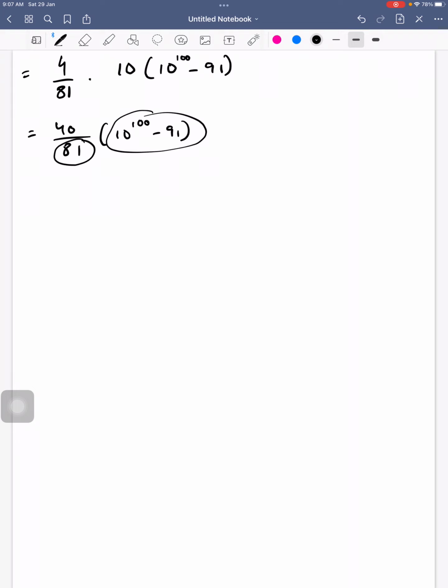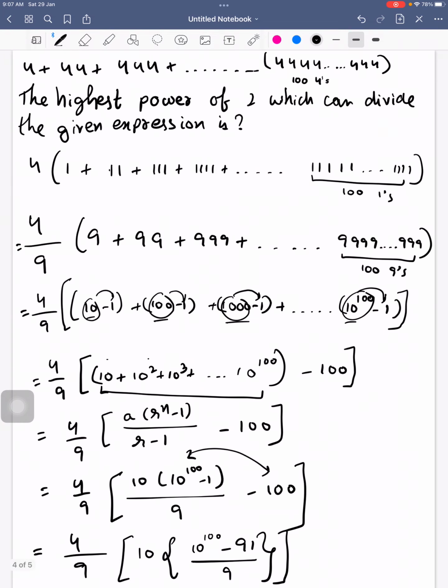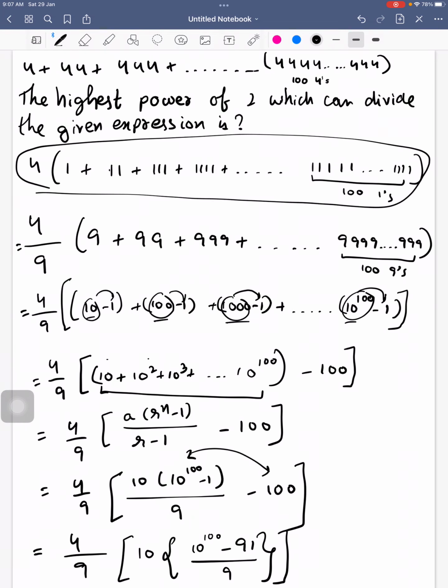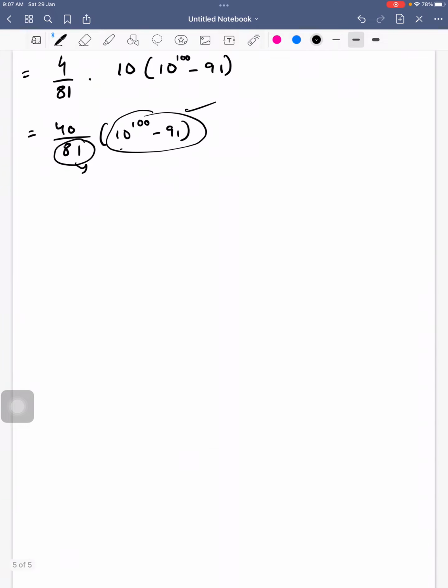Now these two are not divisible by 2, right? Since we know 81 divides this because this is an integer. All of this is an integer. So this will be an integer if and only if 81 divides this expression, right? So we know for a fact that these don't have a factor of 2 in them. Even when divided, they don't have a factor of 2. So the only one which affects the power of 2 is 40.